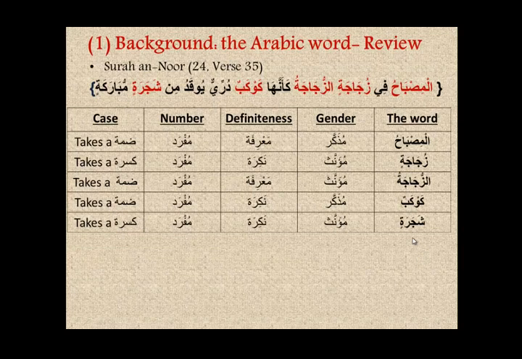Shajaratin has a ta marbuta, so the gender is feminine, mu'annath. It is nakirah, because the marking is a tanween. It is mufrad singular, and it takes a kasrah for its case ending.